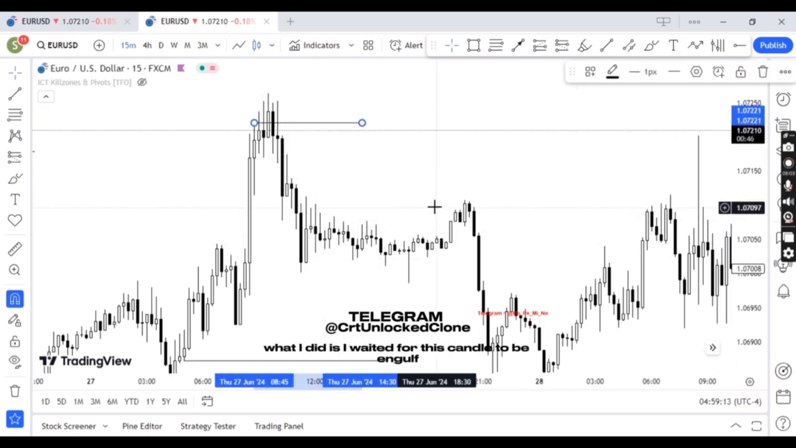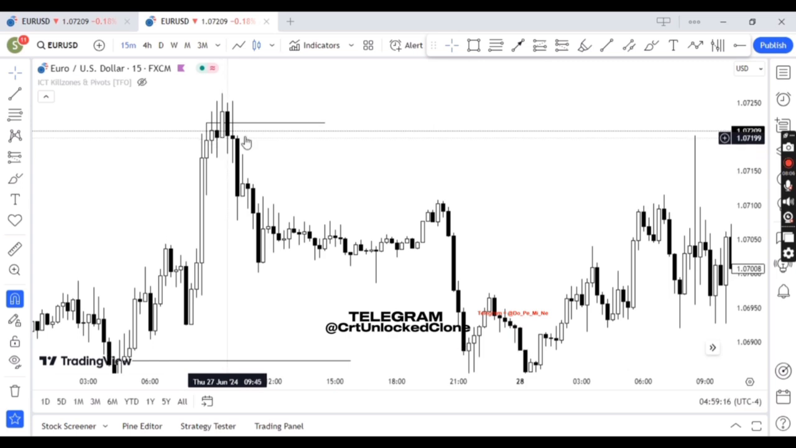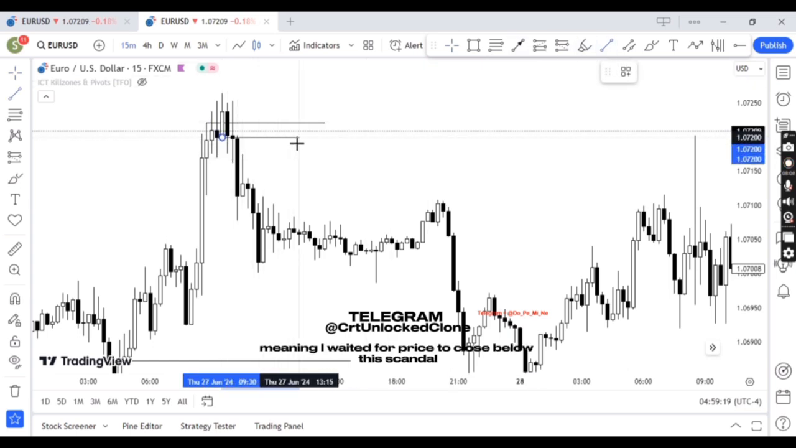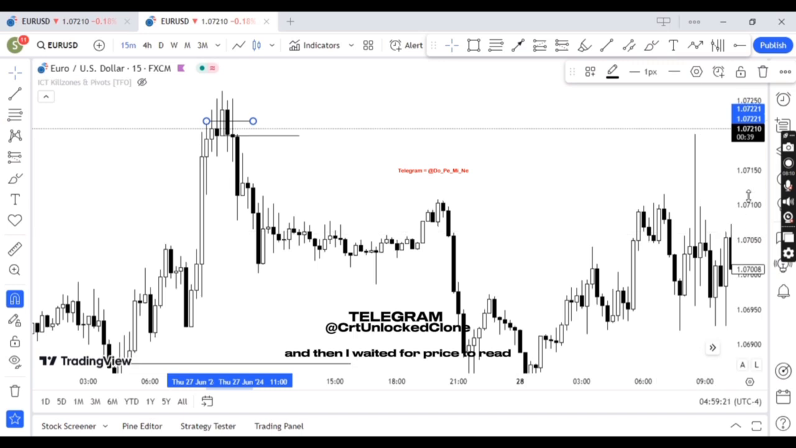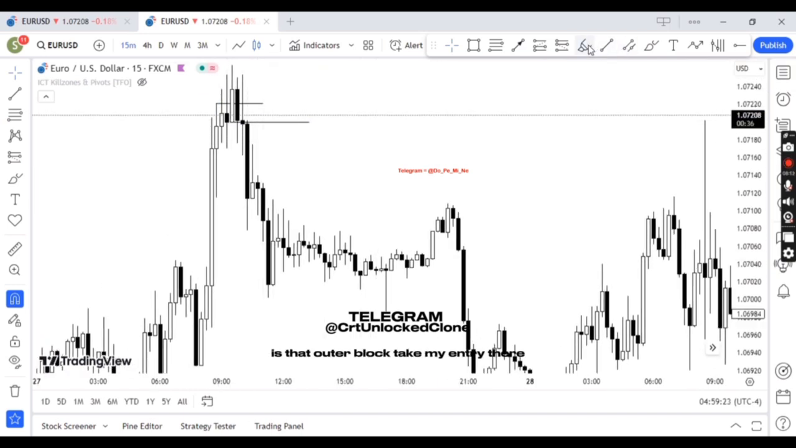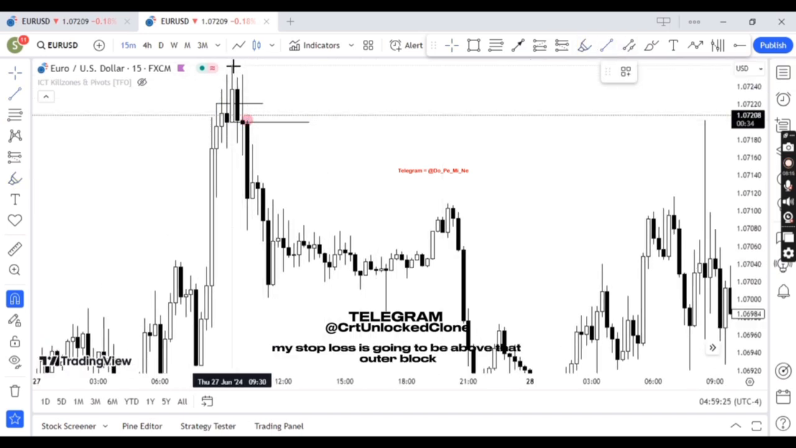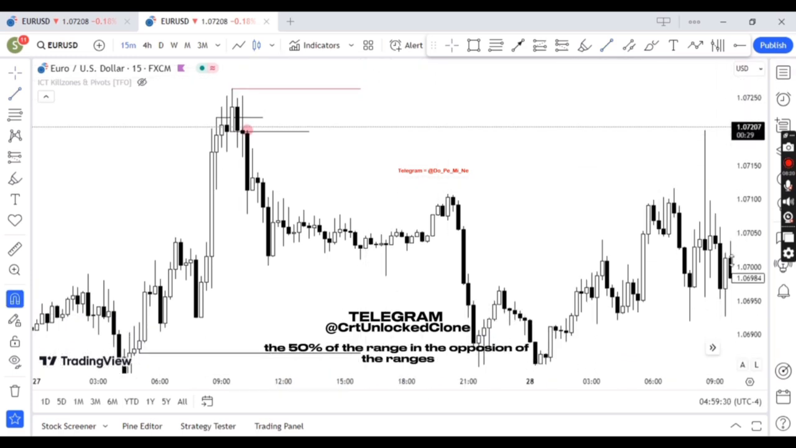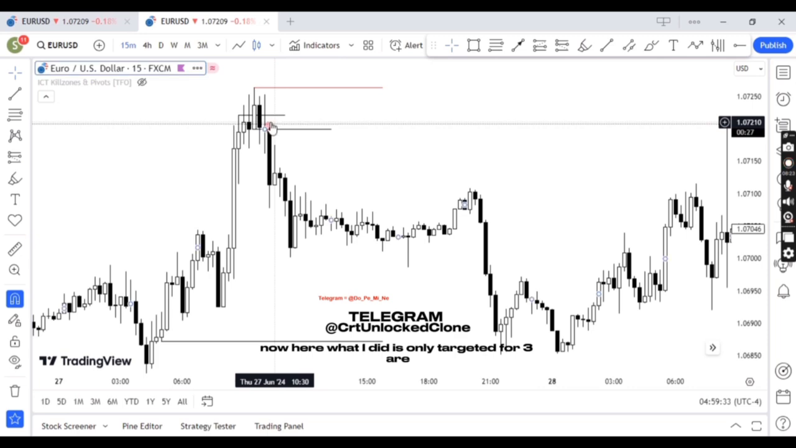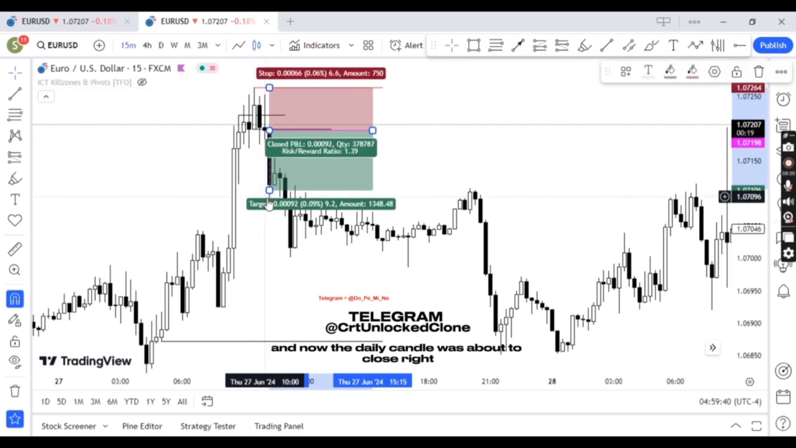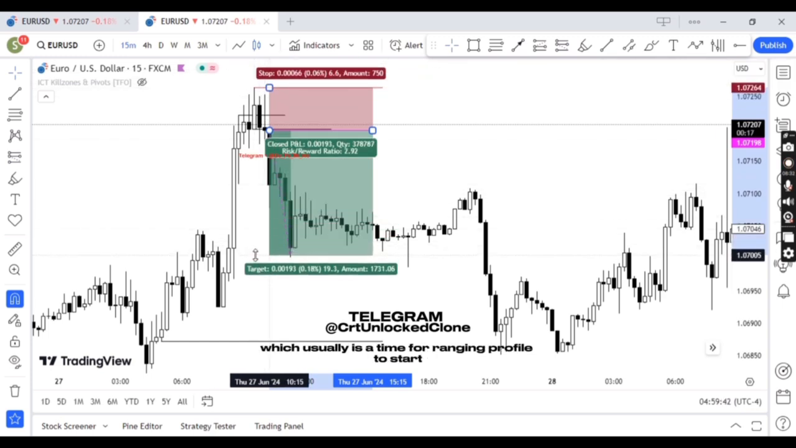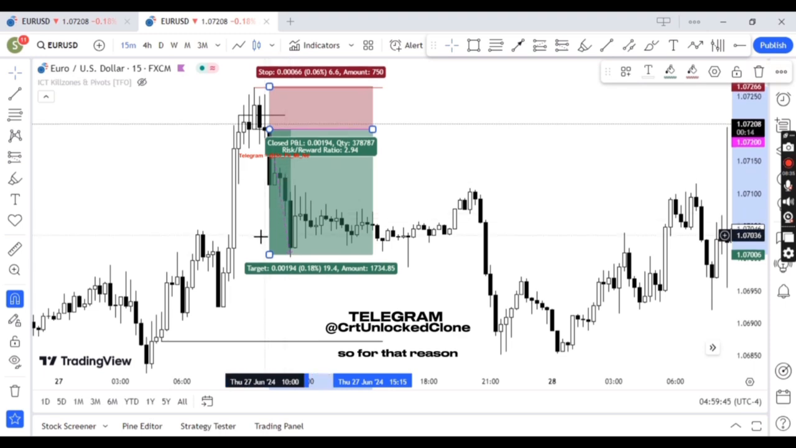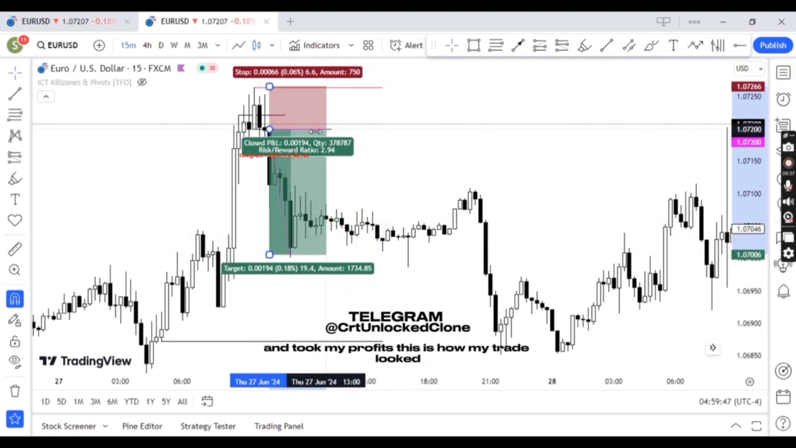Now what I did is I waited for this candle to be engulfed, meaning I waited for price to close below this candle, and then I waited for price to retest that order block, and took my entry there. My stop loss is going to be above that order block, and I targeted the opposing end of the range, the 50% of the range and the opposing end of the range. Now here what I did is only target for 3 hours, because the daily candle had already capped and the daily candle was about to close, right? Which usually is a time for ranging profile to start. So for that reason, I closed my trade right here at this time and took my profits.